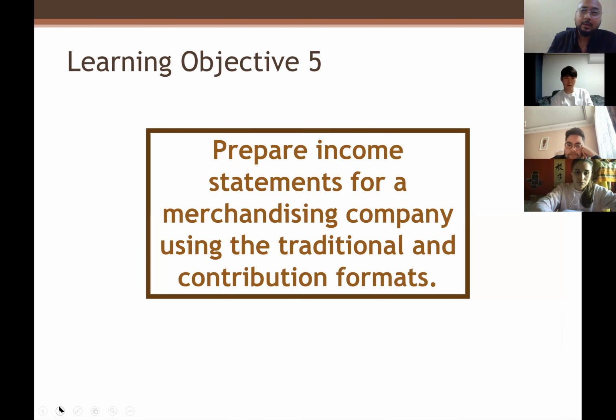So are we clear about the high-low method, right? The use of the high-low method to find out the fixed cost portion and the variable cost portion.